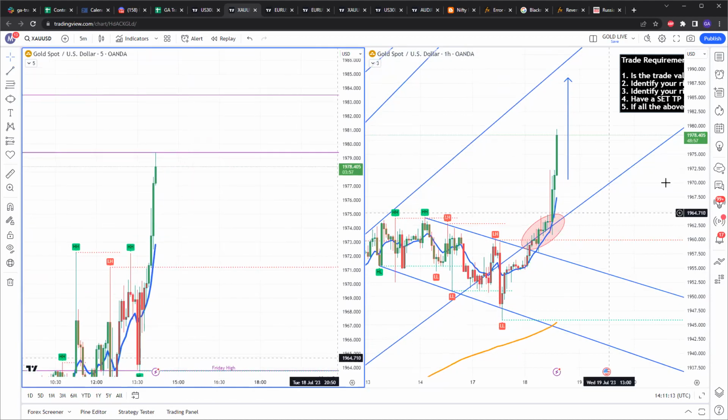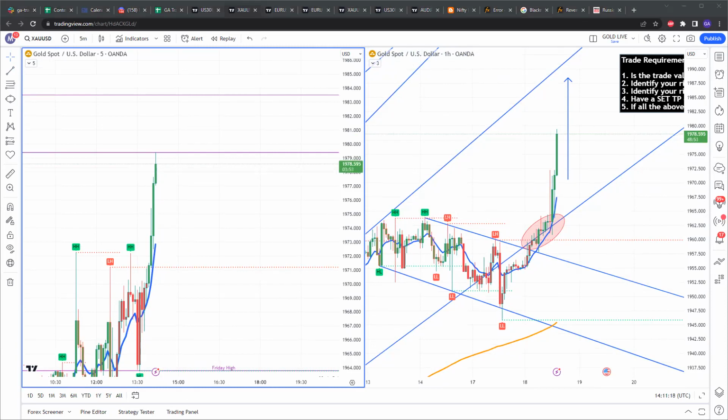TP on gold. TP, good stuff. What'd you make? 1%? Oh, I got TP too. There we go. A nice 1%. So unfortunately for me, I'm break even for the day due to that US 30 trade from last week. But nice.